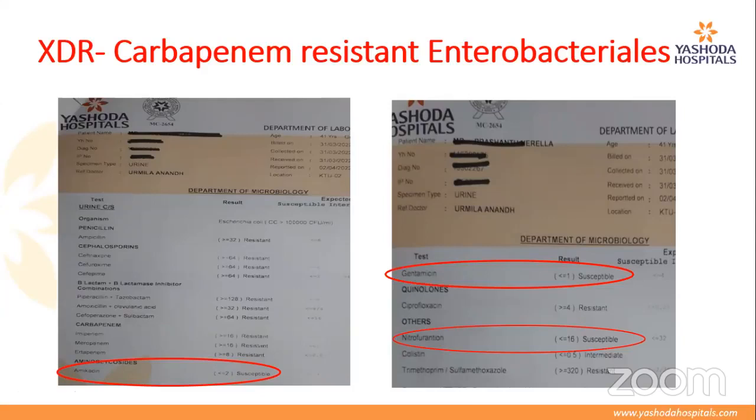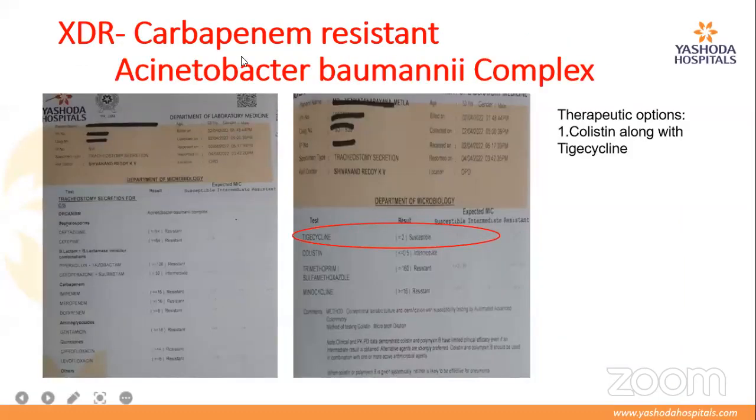Minocycline we have also reported, but here nothing much is there; only colistin along with tigecycline can be a therapeutic option. So whenever we get this kind of resistant pattern, we try to test some more antimicrobials, antibiotics like minocycline. If it is sensitive, that also can help along with colistin, as dual therapy with colistin.